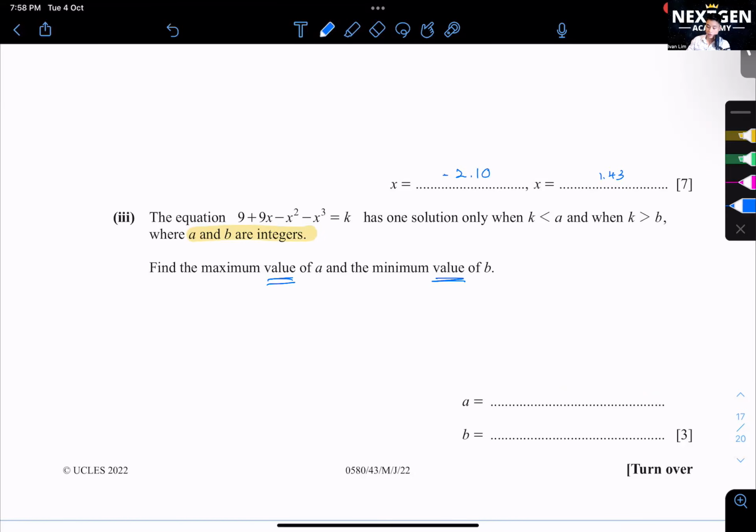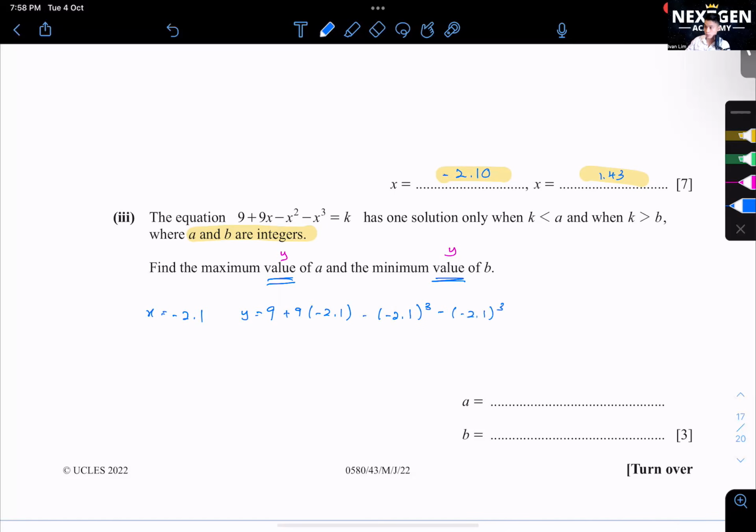it means y. That means they're actually just asking you to find the y coordinate. The y value when your x equals negative 2.1 and x equals 1.43. We use the values on top here. So you sub in x equals negative 2.1. Your y will be equal to 9 plus. Just put your x into the formula, your y equation.